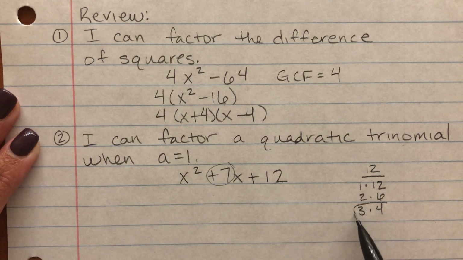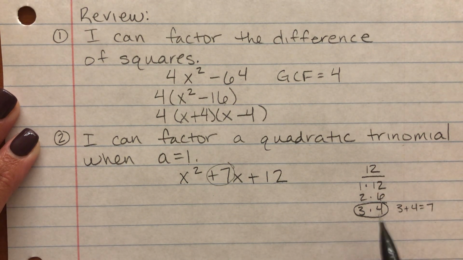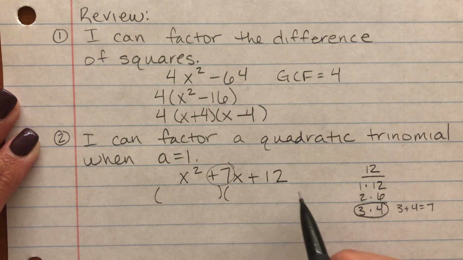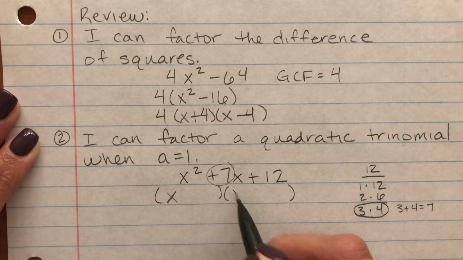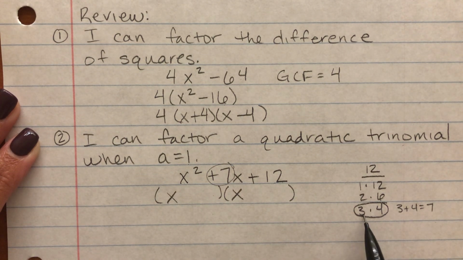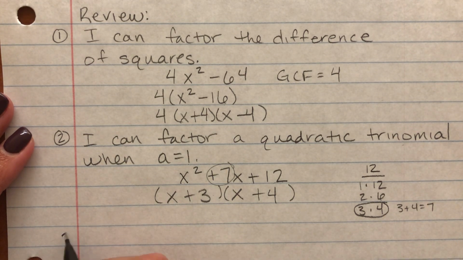So that would be my 3 times 4. 3 plus 4 is 7, so this one works here. Then I'll make my 2 sets of parentheses. Take the square root of x squared, that's just x, so x and x. And then I'm going to put in my circled factors, so x plus 3 and x plus 4, and that's my answer.